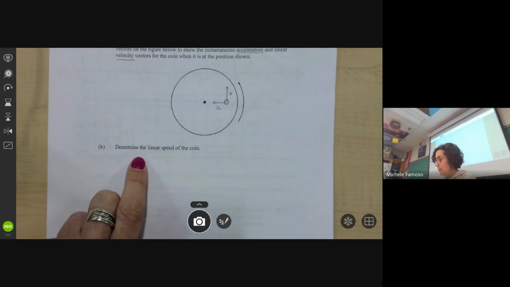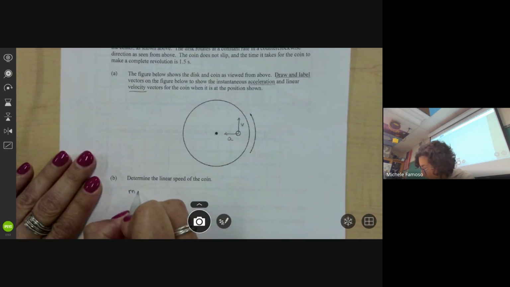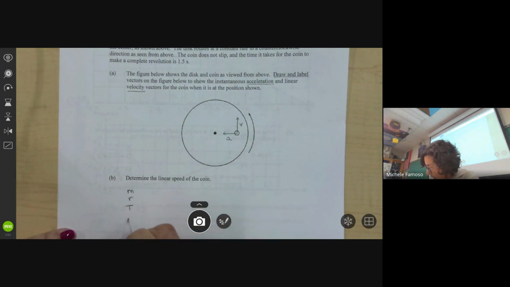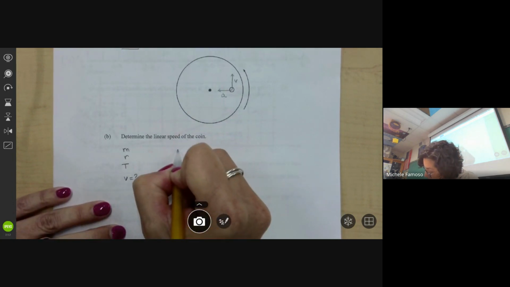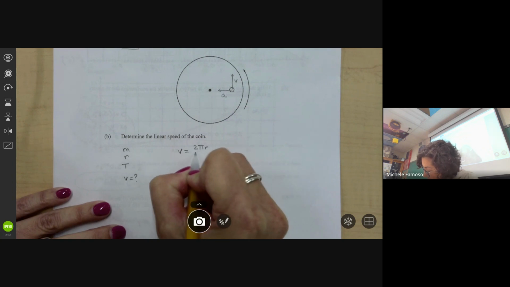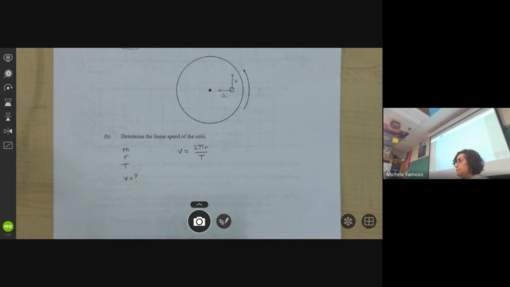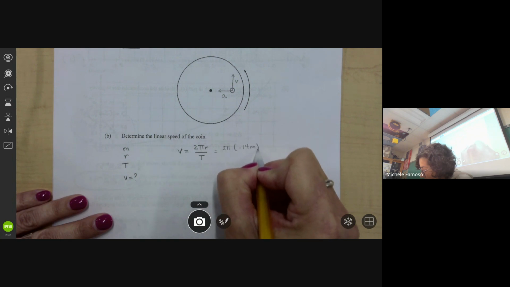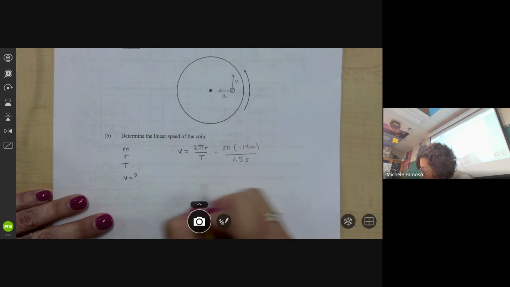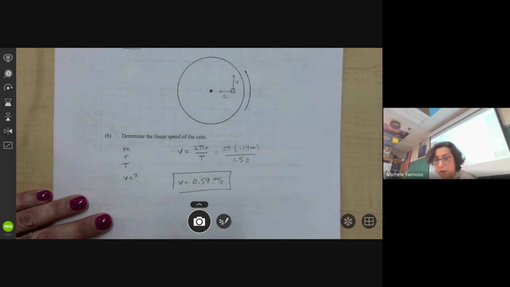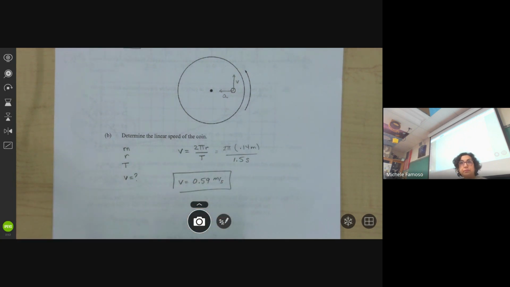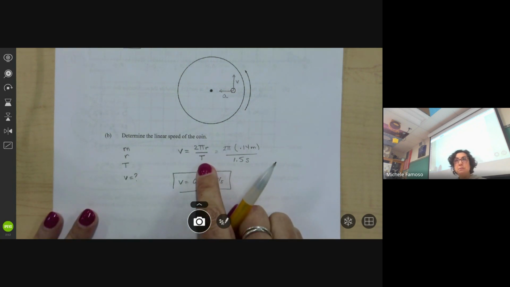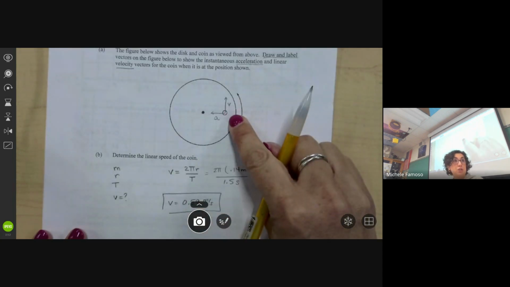Now find the speed. What did they give you? They gave you a mass, they gave you a radius, and they gave you the period. How do you find the speed with that? You use the equation for speed, which is circumference over period in a circle. You then plug in 2 pi times 0.14 meters over 1.5 seconds, and that's going to give you 0.59 meters per second with the correct sig figs. That was it. You learned this in Regents, didn't you? There's nothing new here.